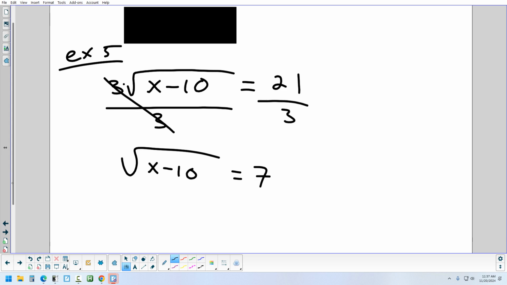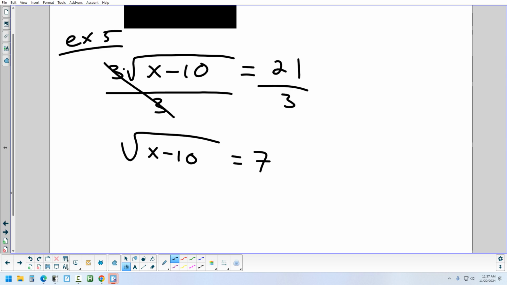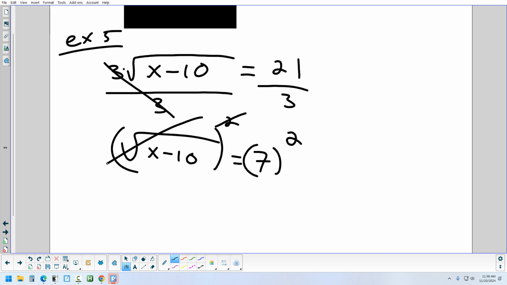Now what power would we use on each side? Second power. Square and square root cancel. That leaves me with x minus 10 equals 49. And then when we move the 10 to the other side, we're going to get x equals 59.